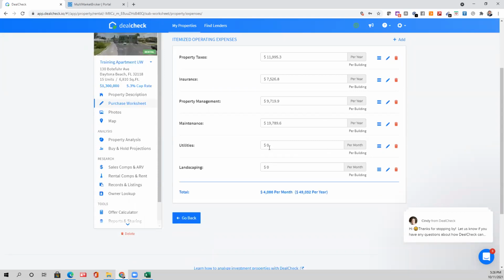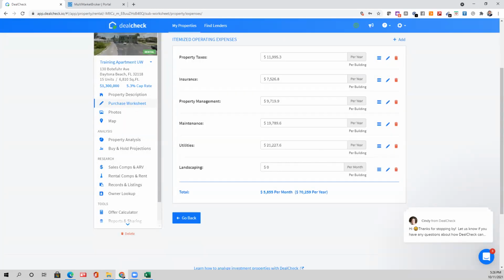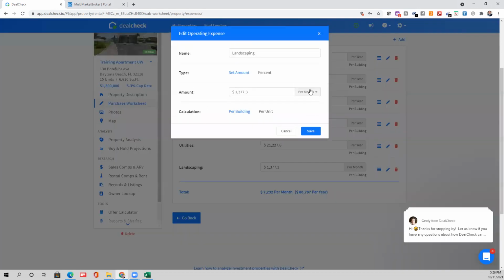HOA fees, we're not a condo. Utilities is a big one. Let's see, he had on his utilities 21,000. See it per month. Let's change that per year. $21,227.60. Okay, per year. And then landscaping, he's got 1,300. That's for the year. That's pretty light, but there wasn't a whole lot, I guess. To his defense, per year, set amount, boom.